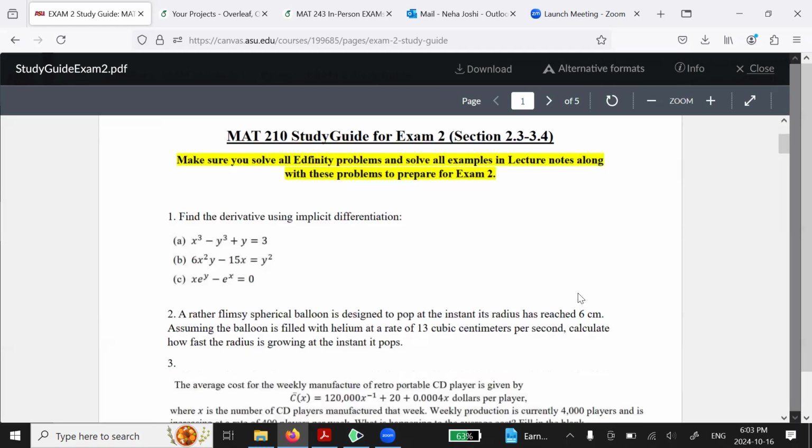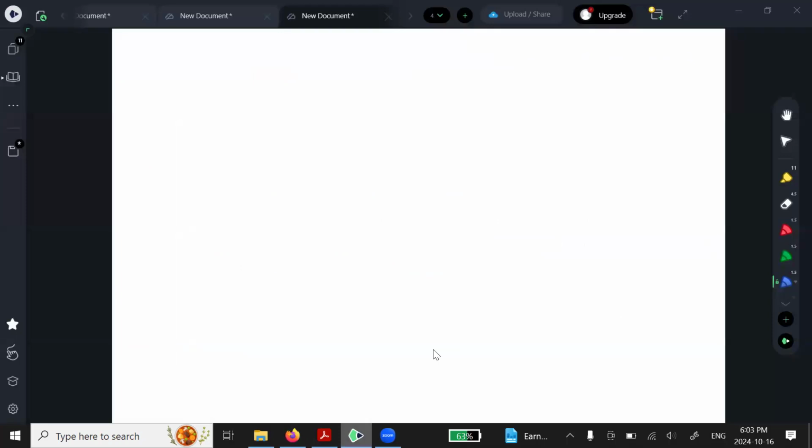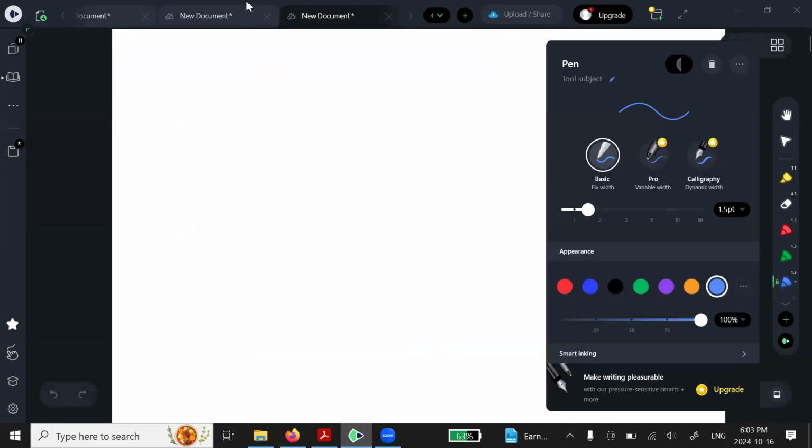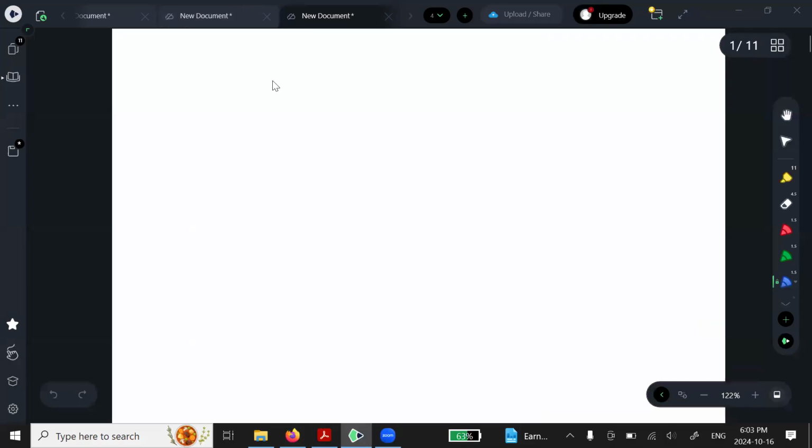So everybody has access to their laptops, right? So I'm gonna be referencing questions using this file, okay? And these notes also I'll post after this class. So this is exam 2 review.